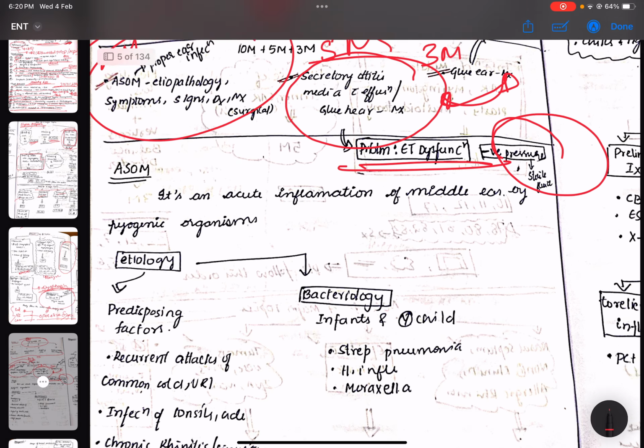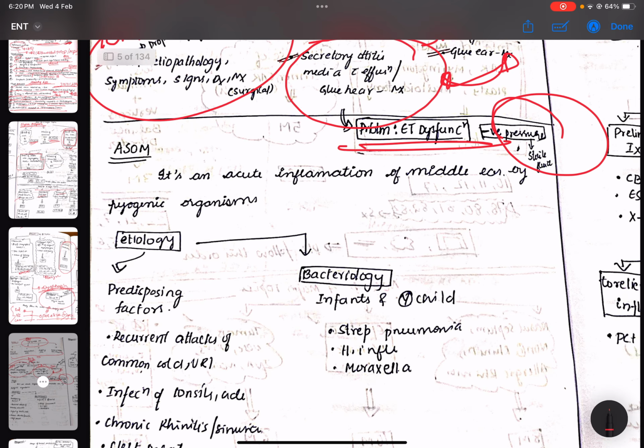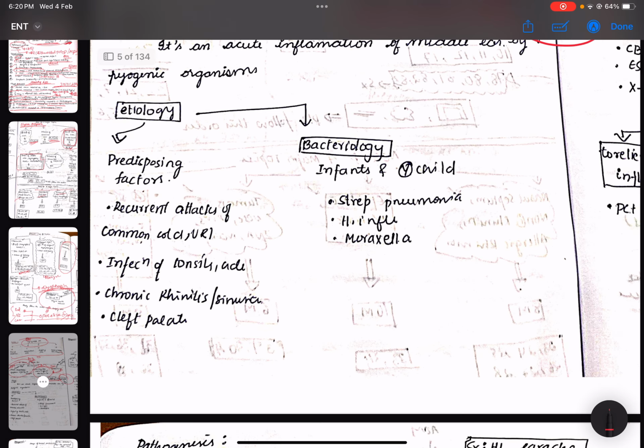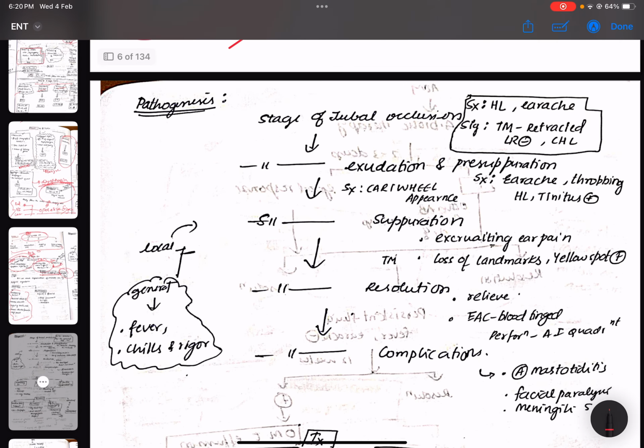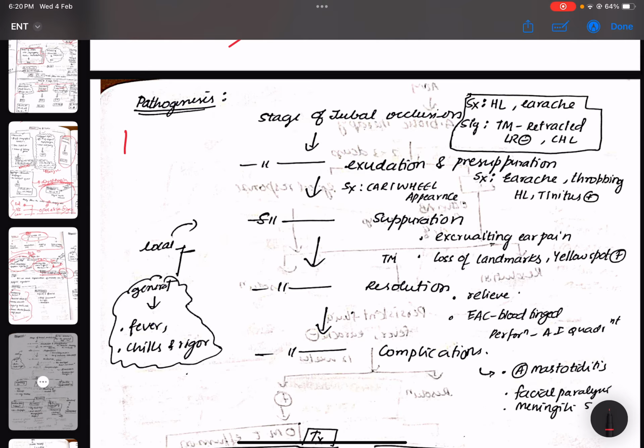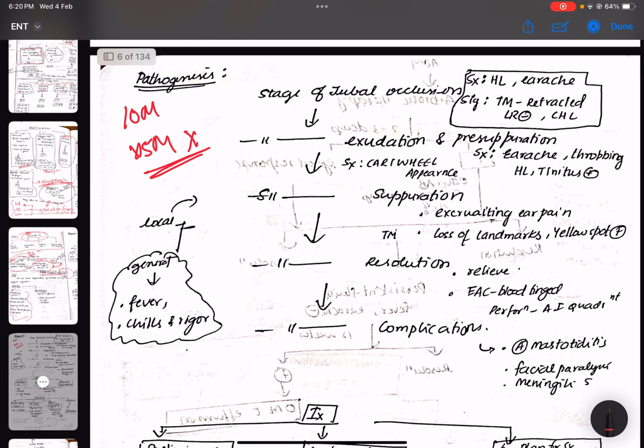So again, ASOM, what we have taught in the previous chapters, whenever there is a concept of infection, the same narration has to go. Again, these are the etiology. While writing etiology, the extra thing given in Dhingra is they have talked about the predisposing factors. If you want, you can mention. And again, pathogenesis, if it's only for a 10 marker, you write. If it's for a 5 marker, please don't mention the pathogenesis. But if they have asked you specifically, then you have to mention.